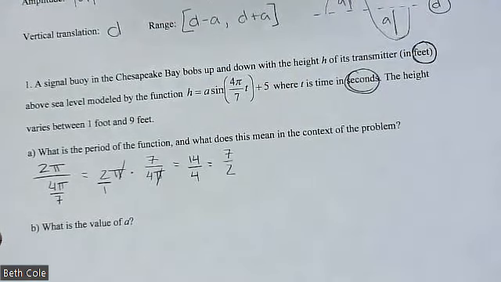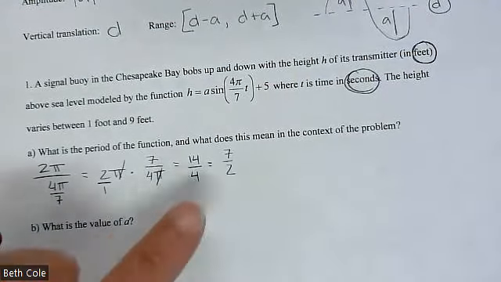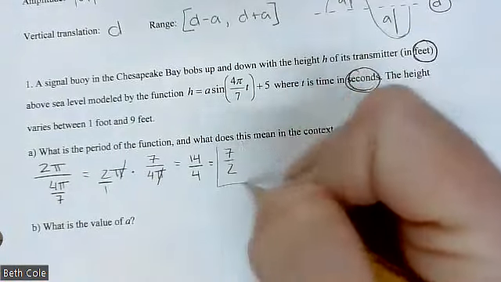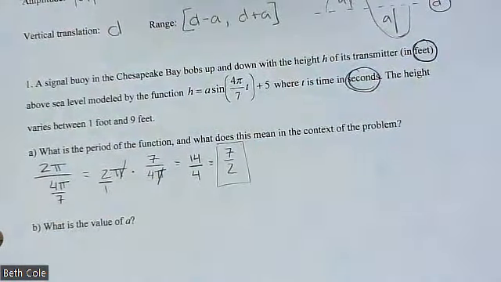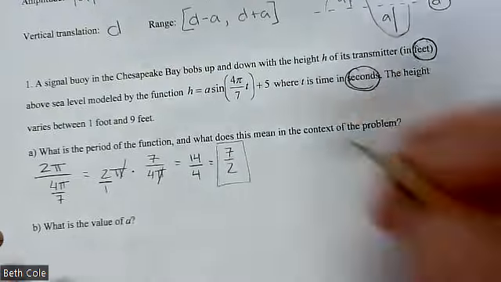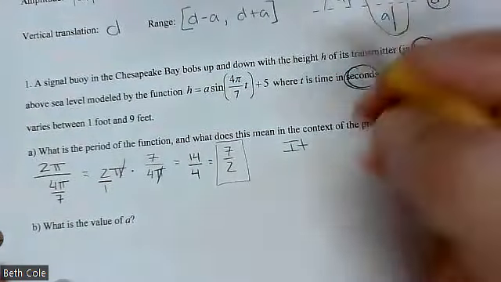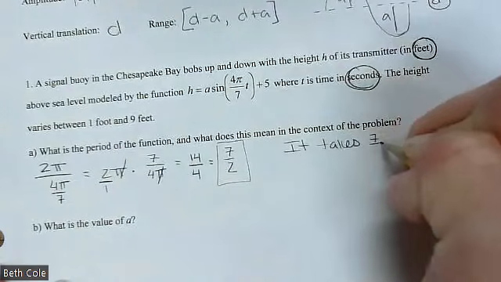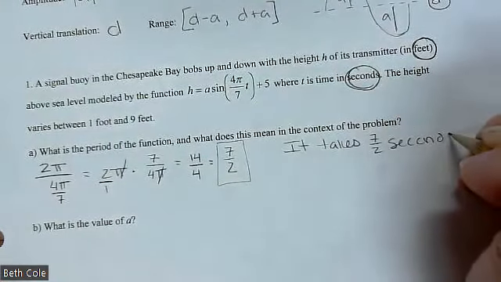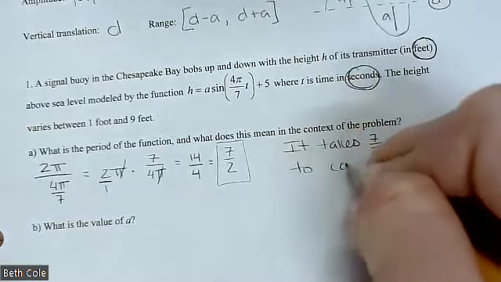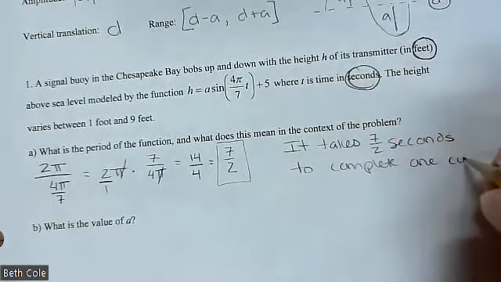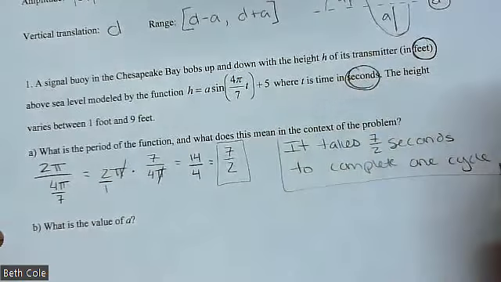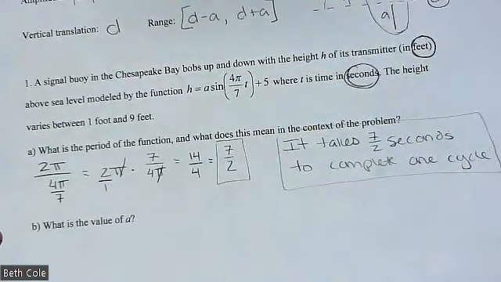Now we're just going to apply it to the actual situation. So we found that, what does it mean in the context of the problem? If that's the period of the function, that's the time it takes to complete 1 full cycle. That's the definition of what a period of a function is. So here's your sentence, and it's going to be the same for this whole worksheet. It takes 7/2 seconds to complete 1 cycle. That's the answer for what the period is. It's how long it takes to complete 1 full cycle.